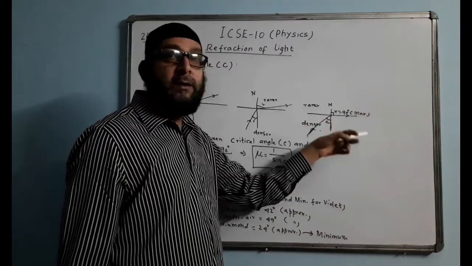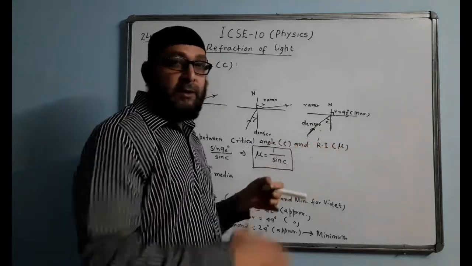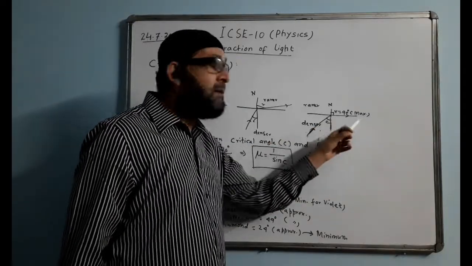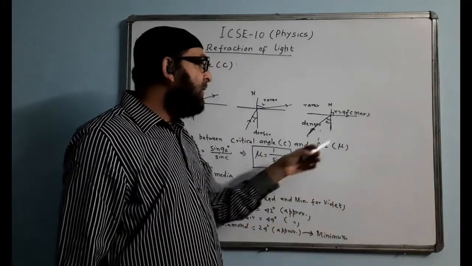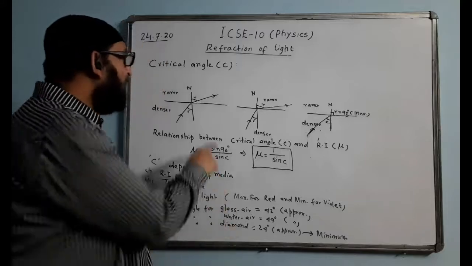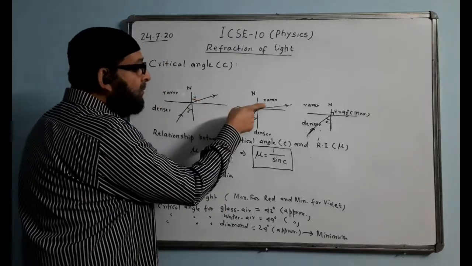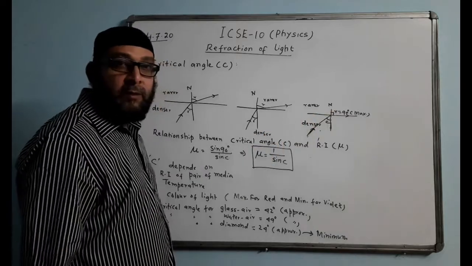Just touch and go. This situation we call grazing emergence. The ray is just grazing the surface. Grazing is just passing over the surface, touching the surface. And at that time the angle of refraction is exactly equal to 90 degree. Here it is less than 90, here it is more than before but still less than 90, but here it is exactly equal to 90 degree.